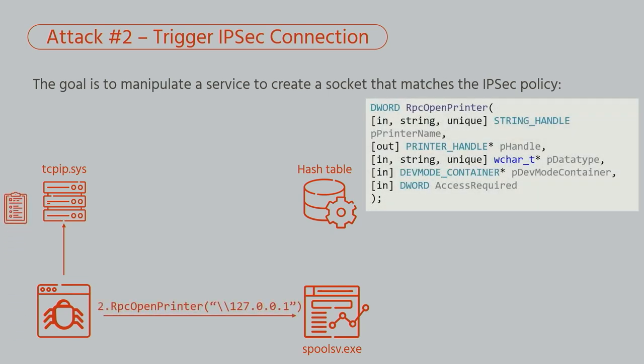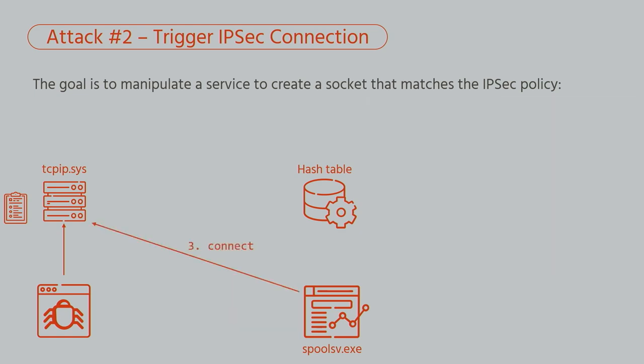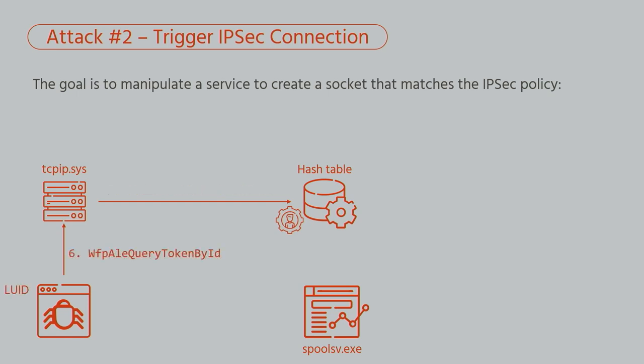Then we'll call the method rpc_openprinter, which is a documented RPC method in the spooler service that will cause it to connect to the localhost. Then the TCP/IP driver will duplicate the token of the service and store it in the hash table. There is another problem. We don't know the LUID of the new token, but the value ranges from 1 to 4096. So we can just brute force it. We'll start guessing the value until we find the right one, and the token will be sent to us.